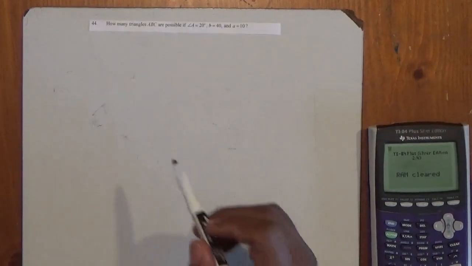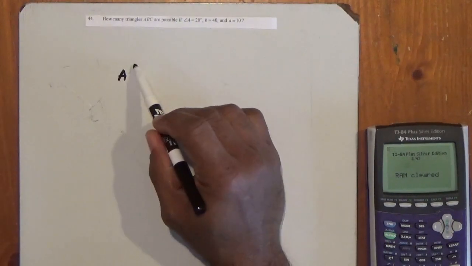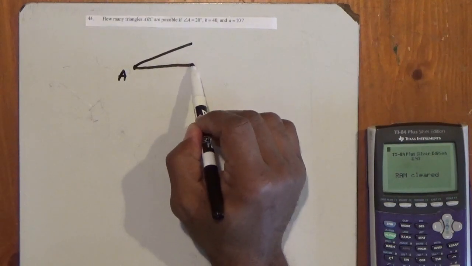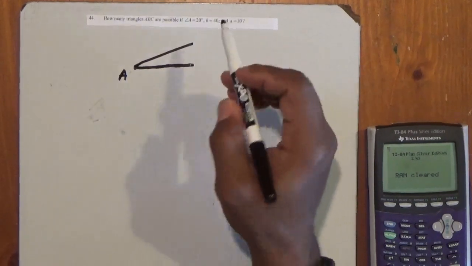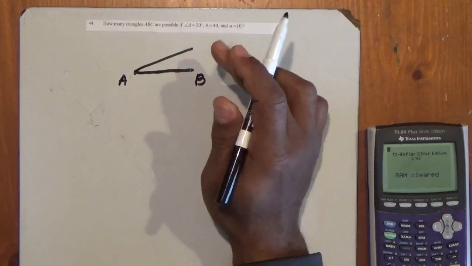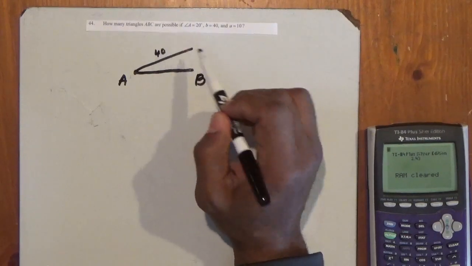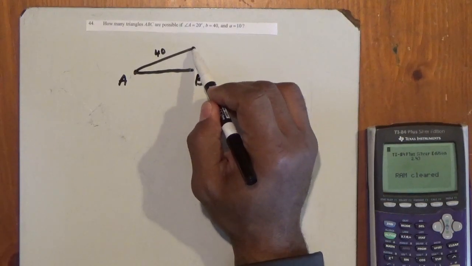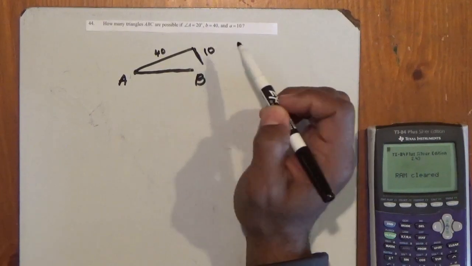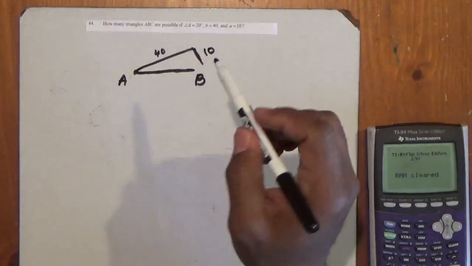So let's draw this triangle. We're going to say that's A, 20 degrees. Doesn't have to be exact, but something close. We'll call that B. So that means that this is 40, and side A is equal to 10.